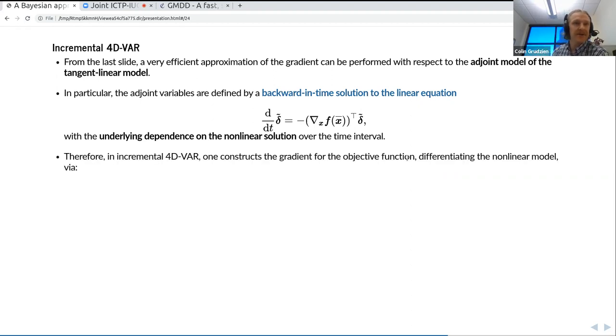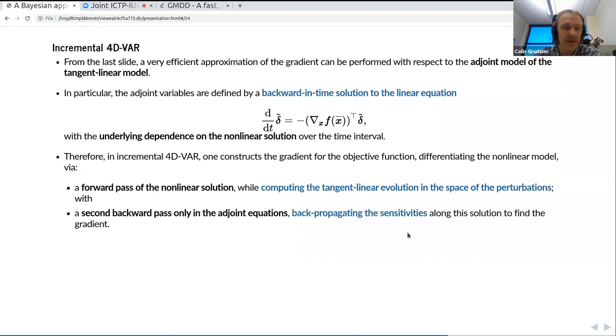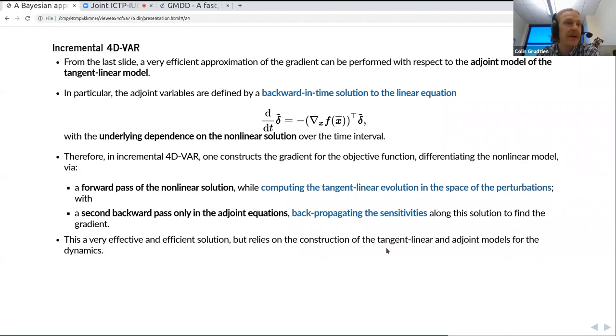So in the traditional incremental 4D-Var, one constructs the gradient for the objective function by differentiating the nonlinear model as follows. We make a forward pass of the nonlinear solution while computing the tangent linear evolution in the space of the perturbations, with then a second backwards pass, only in the adjoint equations, where we back propagate the sensitivities along the solution to find the gradient. And this is a very effective and very efficient solution. And of course, this has been the cornerstone of the ECMWF for many, many years.